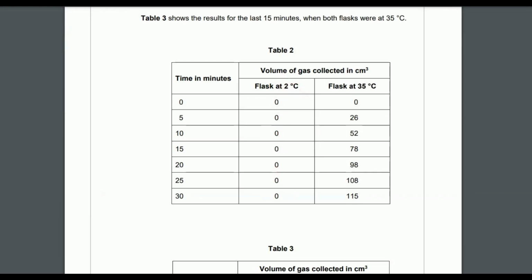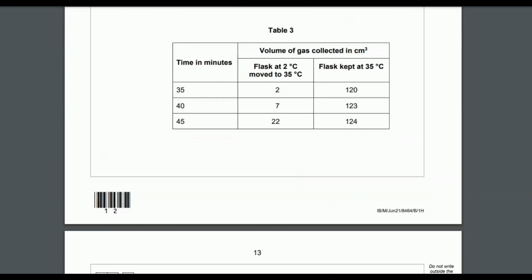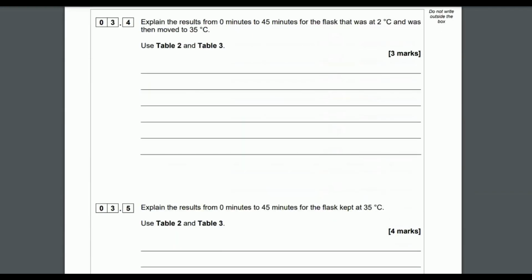The answer is enzymes. So at 2 degrees, the enzymes do not have the kinetic energy to collide with the substrate. Their active site doesn't bind with the substrate. They don't catalyze the reaction. It's too slow for enzymes to work. Too little kinetic energy, too few collisions. But then when we went to 35 degrees, we now have more kinetic energy, more collisions between the substrate and active site. So we have an increase in the rate of reaction and more gas.